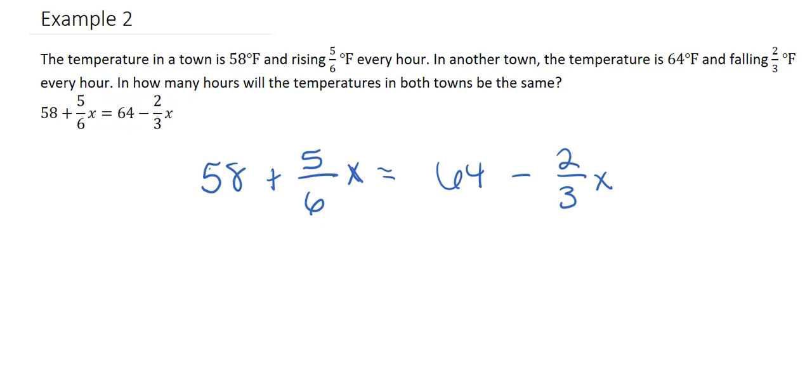So we look at the fractions. We notice we have a 6 and a 3. What would be our least common denominator? Well, it would be 6, because the least common multiple between them is 6. That gives us our least common denominator. So we multiply each term by 6.